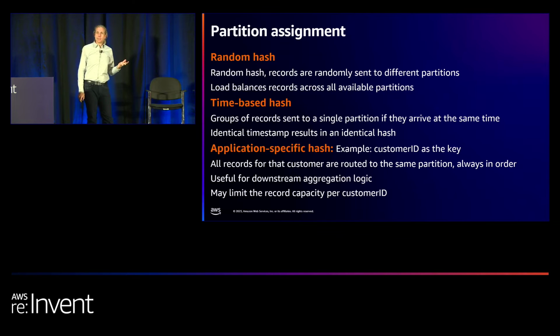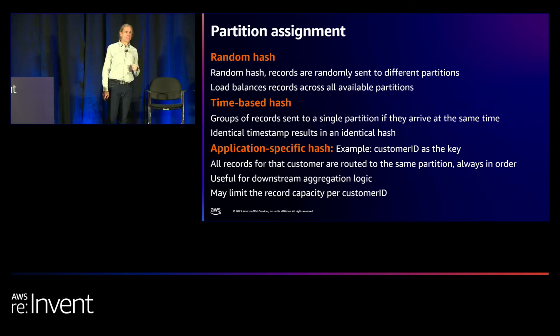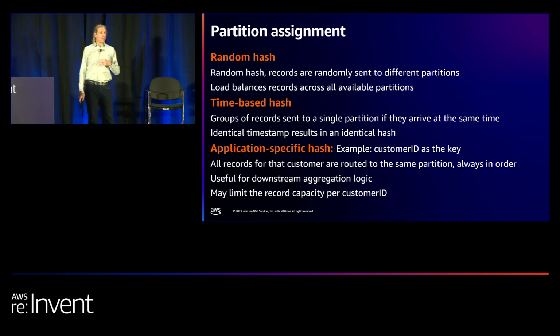Now, partition assignment can be really useful because this is what you can use in your application. You can use a random hash for your partition key, and this allows records to be randomly sent to a whole bunch of different partitions, and this effectively load balances records across all available partitions and is often going to give you the maximum throughput that you can have. You could choose to do a time-based hash, so a group of records goes to a single partition if the records arrive at a similar time, and an identical timestamp, maybe on a minute or an hour, then results in an identical hash.